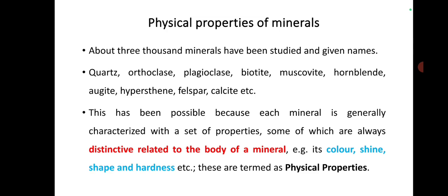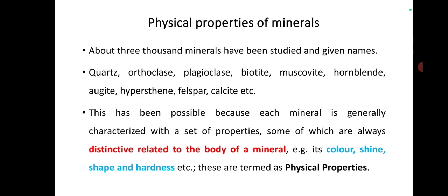It is possible to give different names to different minerals and also to group and classify them, because each mineral is characterized by a set of properties, some of which are always distinctive. For a particular group, it will show particular, specific characteristics related to the body of a mineral, for example its color, shine, shape, hardness, etc. All these we call the physical properties.